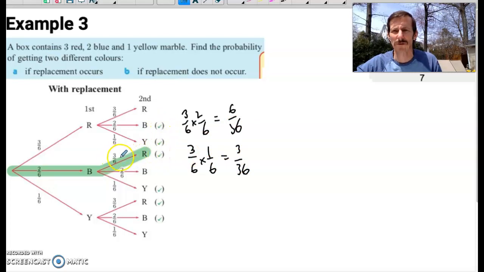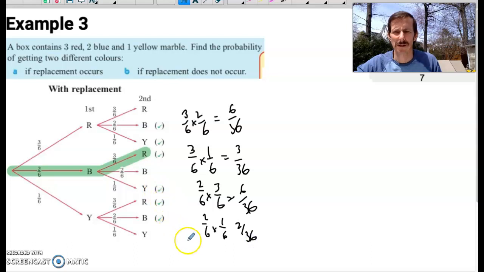Now I've got to do this one. It would be 2/6 times 3/6, so it would also be 6 over 36. So that's 1, 2, 3, 1, 2, 3. I'm on this one, so it would be 2/6 times 1/6, which is 2/36. And then I've got this one, which is 1/6 times 3/6, which is 3/36. And I've got one more to go, and that would be yellow, blue, so it would be 1/6 times 2/6.